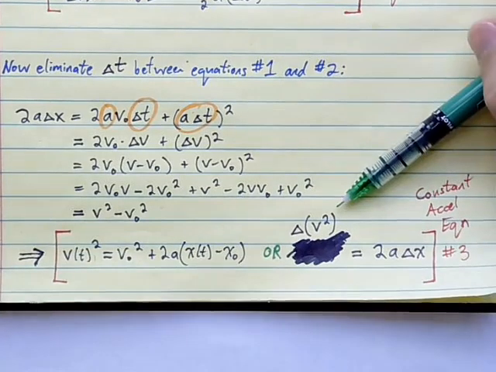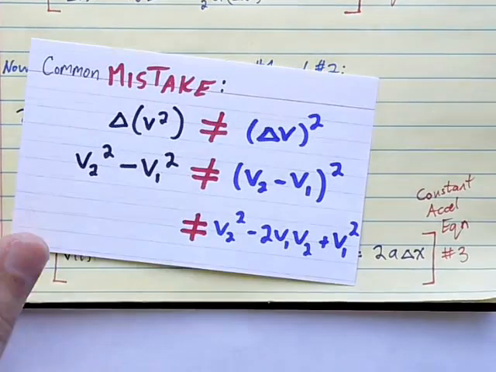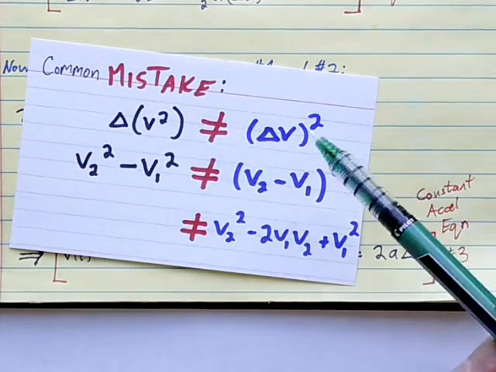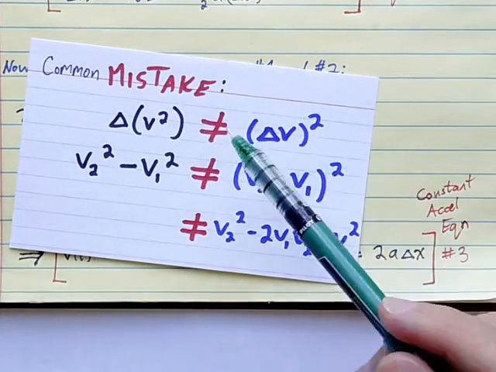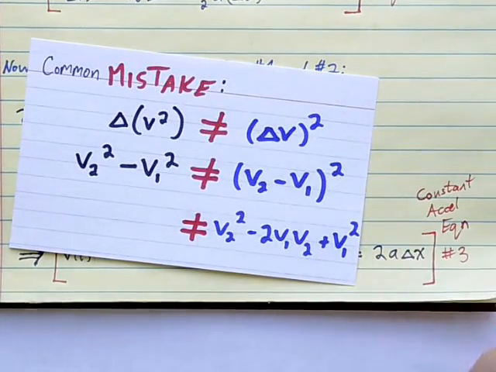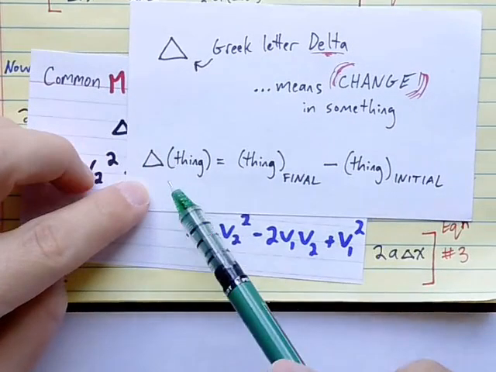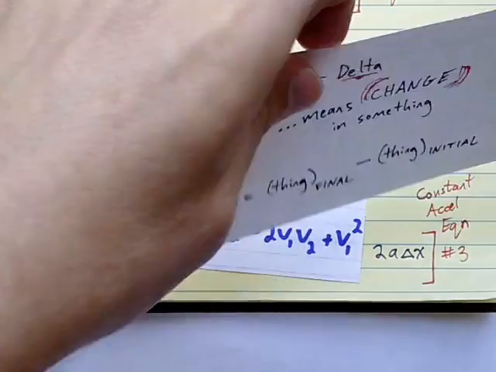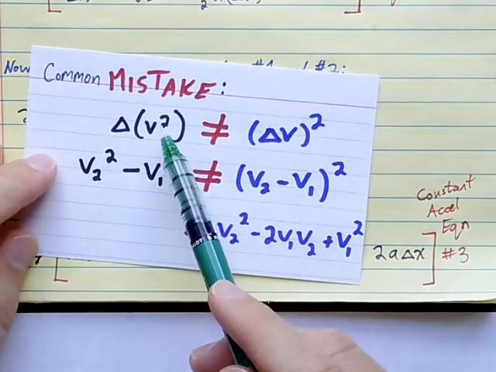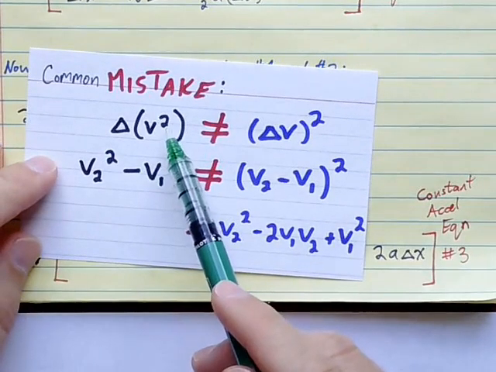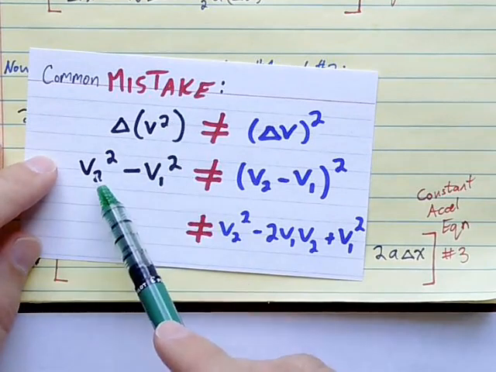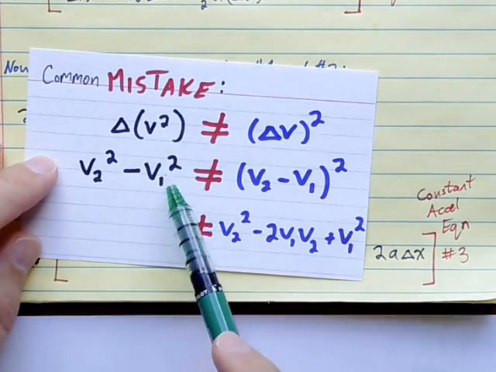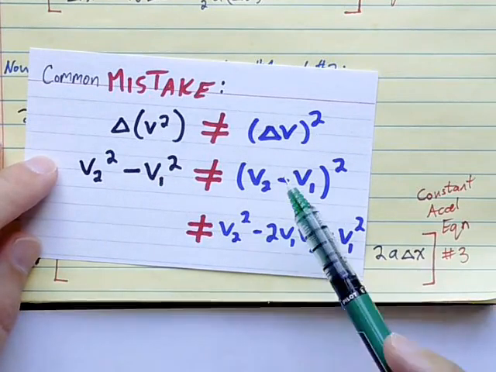This term is often mishandled, so note that common mistake here. The change in v squared is not the same thing as the change in v quantity squared. This mistake is often made. I'll remind you that a delta of a thing means the final value of the thing minus the initial value of the thing. So change in v squared actually means the final value of v squared minus the initial value of v squared. So this is what it actually means. It does not equal this stuff on the right.